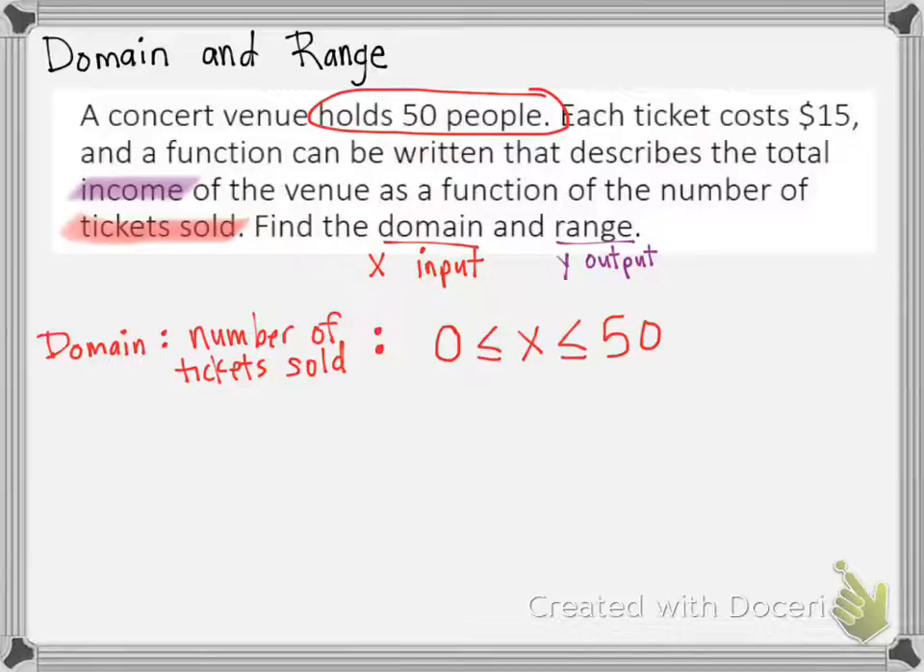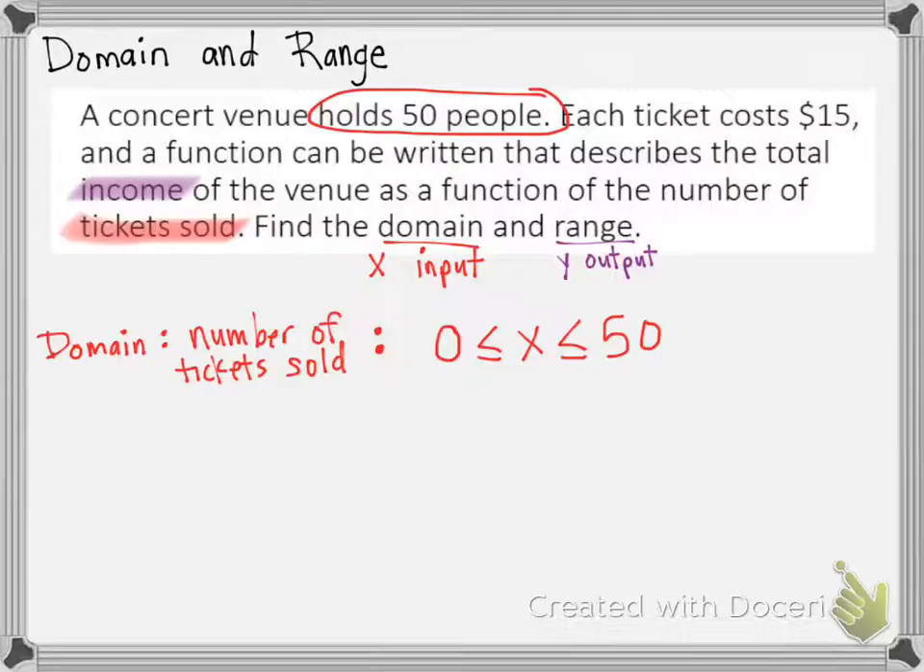We write 0 is less than or equal to x, which is less than or equal to 50, to show that the number of tickets we sell, x, is between 0 and 50. The line underneath, the or equal to, shows us that 0 is included as a possibility and 50 is included as a possibility as well.